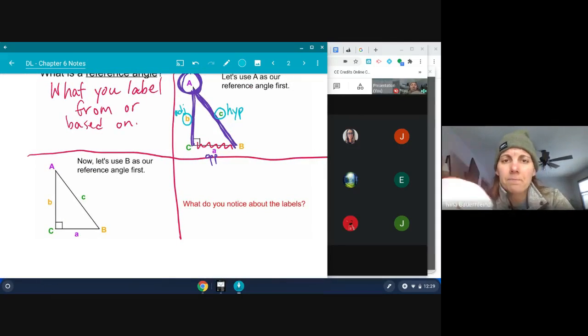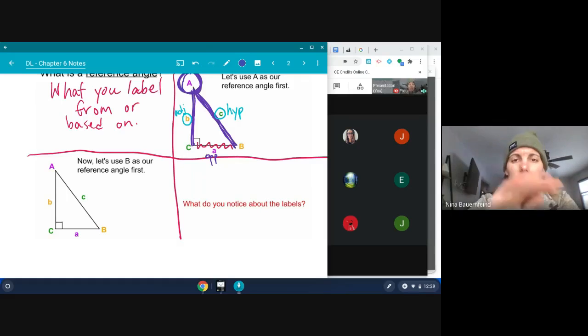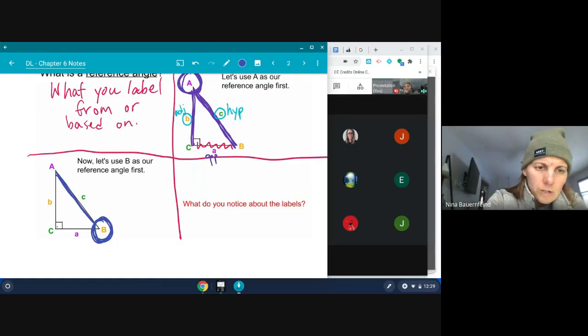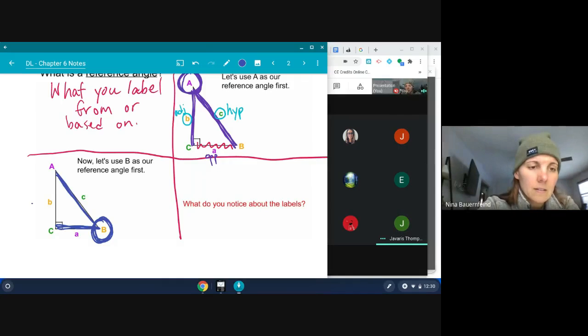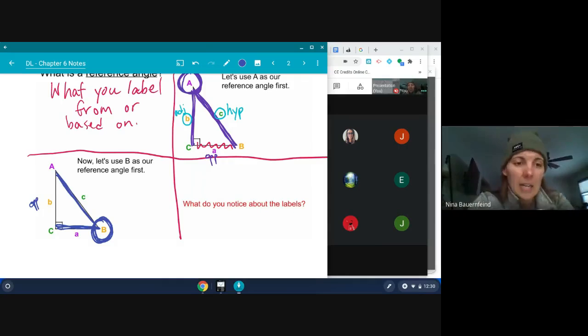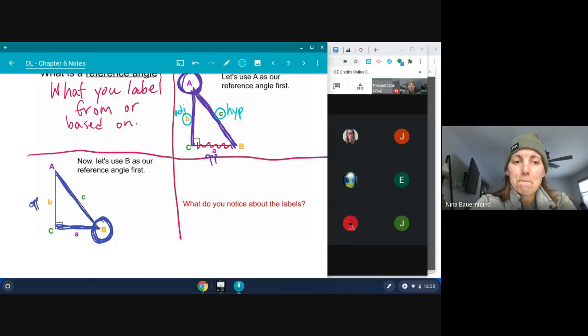So now, if we use B as our reference angle, same exact triangle, but this time we use B as our reference angle. Which one is the op? Lowercase b. Exactly. And then which one is the hypotenuse? See? Mm-hmm. And then that means the last one must be adjacent.